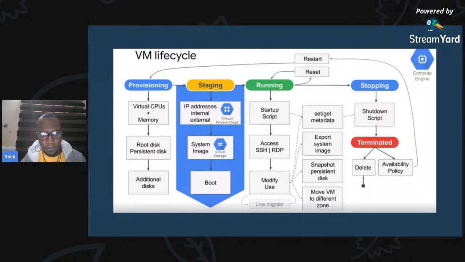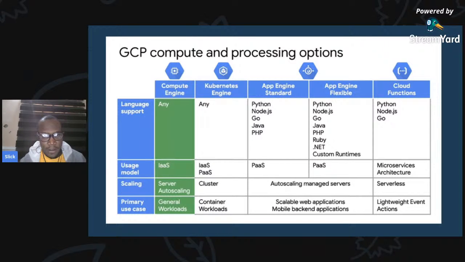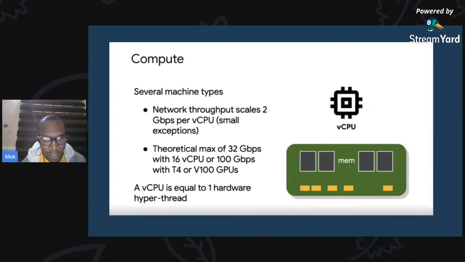So let's talk about Compute Engine. This is the life cycle of Compute Engine, the virtual machines as infrastructure in Google Cloud Platform. You have a life cycle from virtual machines to memory, root persistent disks, additional disks, IP addresses, startup script, and so on, to termination and stop. You can stop and restart your virtual machines as well. Running through this, we have Compute Engine processing. You have language support, any language, auto scaling, and running on a cluster. The primary use cases are general workloads, container workloads, scalable applications and mobile backend applications you want to build, lightweight event actions, and scalable elasticity. Amazing.